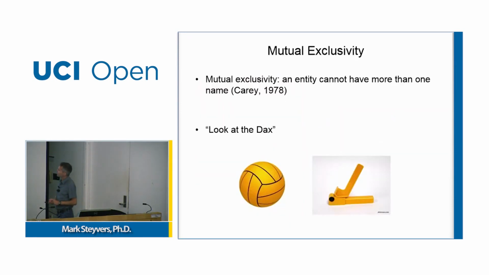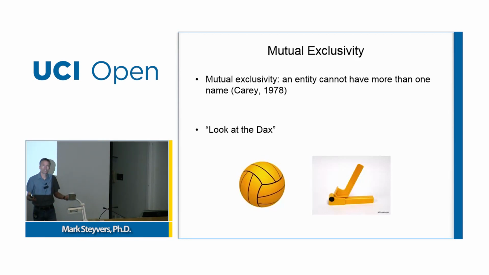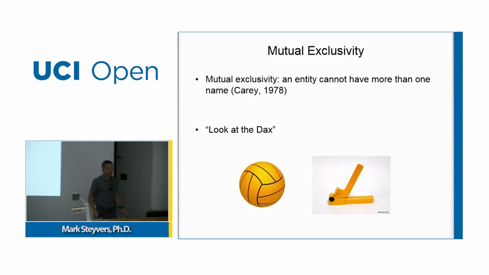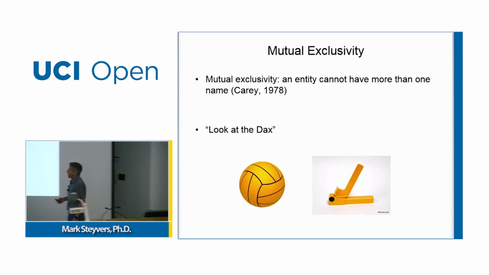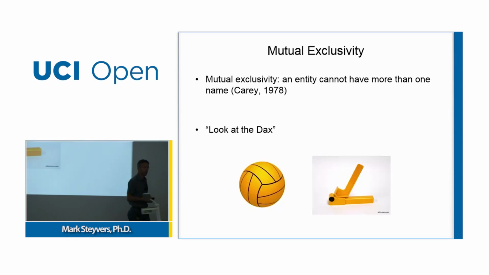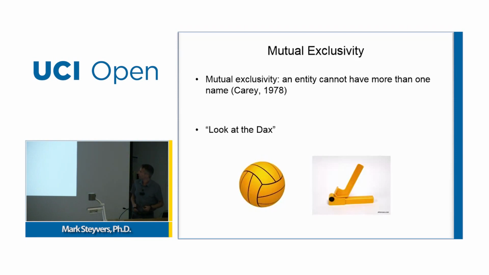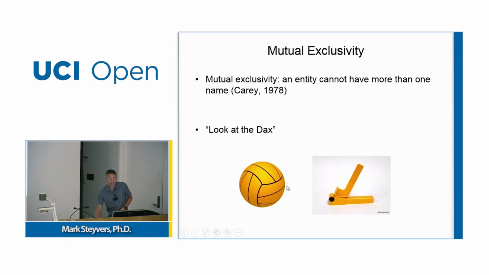The other assumption that kids seem to make, it's a clever reasoning process, is called mutual exclusivity. And the idea is that entities cannot typically have more than one name. If a kid knows the name for ball, and somebody says, look at the DAX, and there are two objects in view, there's the ball, and there's some other weird object, the child will look at this new object for which it does not know the name. And it uses this mutual exclusivity sort of reasoning process. I know the name of this thing, that's a ball. I hear DAX, that's something different, so DAX must be referring to this new object.